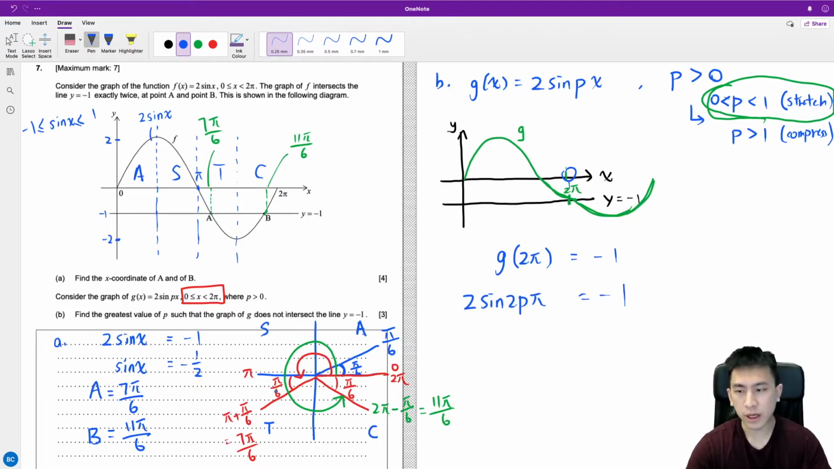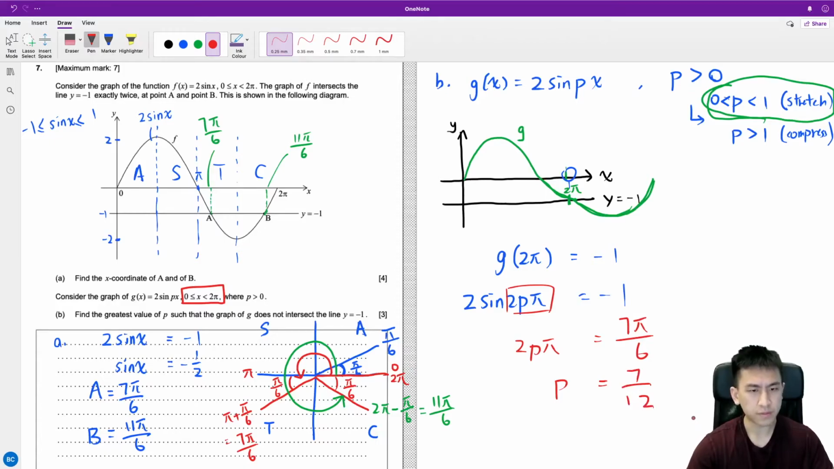But very nicely, we actually figure out what to do here, right? Because if it's a normal sine graph, it would hit -1 at 7π over 6, right? So that means we already worked it out in part A. That means that has to be 7π over 6. So 2pπ has to be 7π over 6. Now a little bit of simplifying, p equals 7 over 12, right?